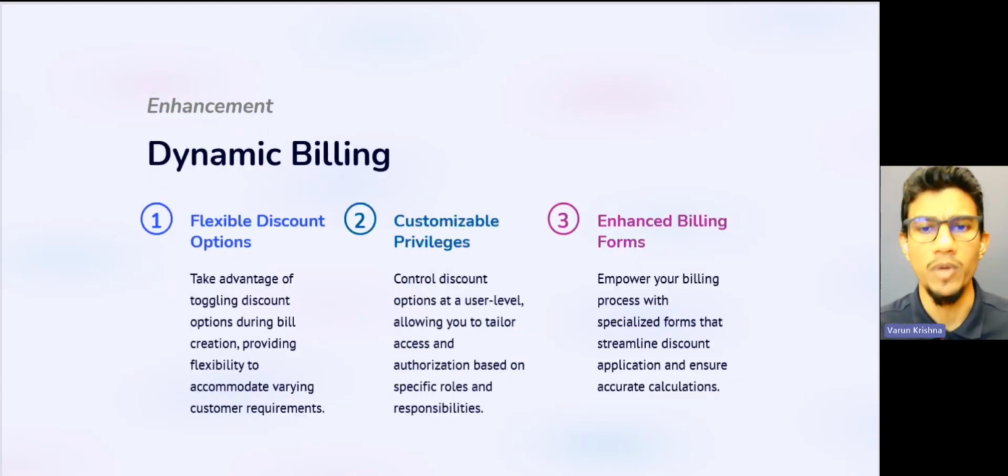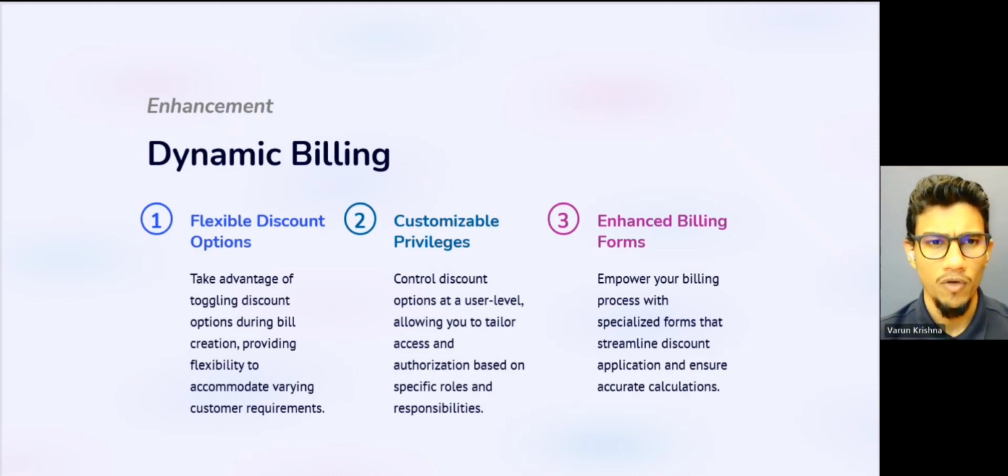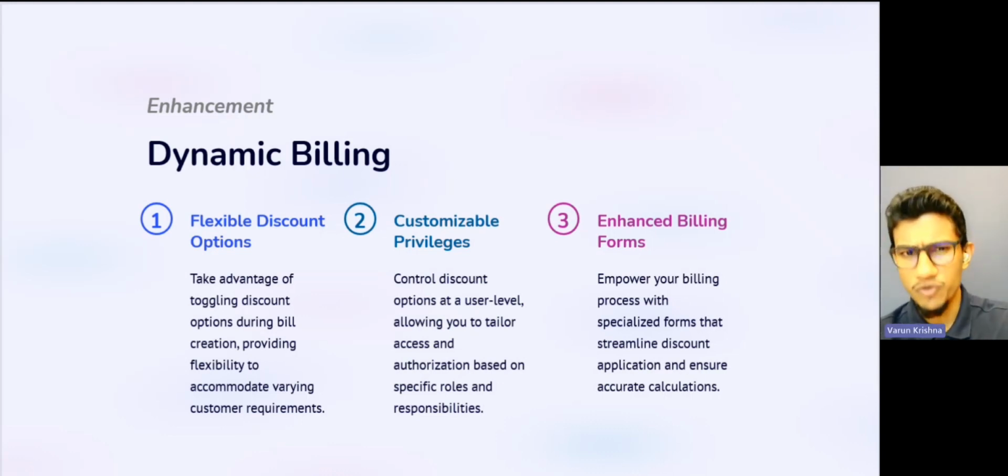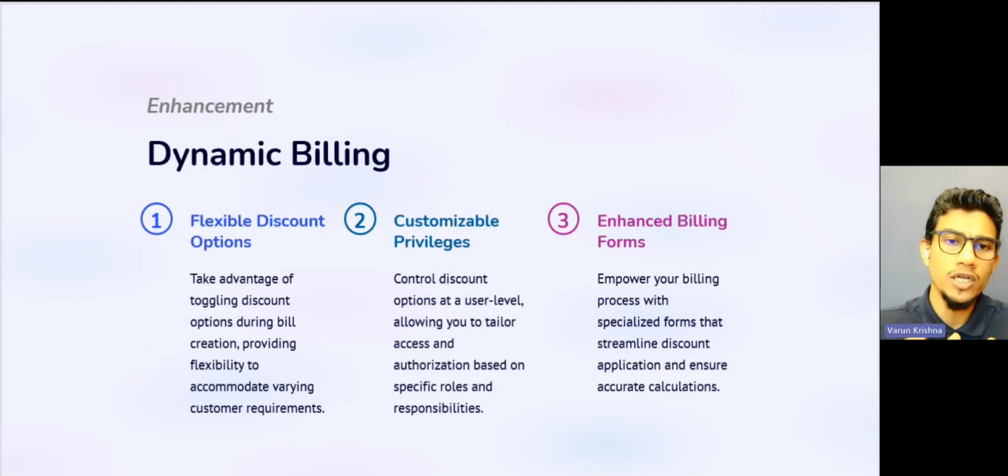The next one is dynamic billing. So, flexible discount options. We had preferences for different kinds of discounts, like what kind of discount you want to give. We already had a preference for that, but earlier it was very limited. In the previous release, we enhanced it. The difference was that we introduced three different types of discounts, and we introduced them into each and every module, completely independent from the others.